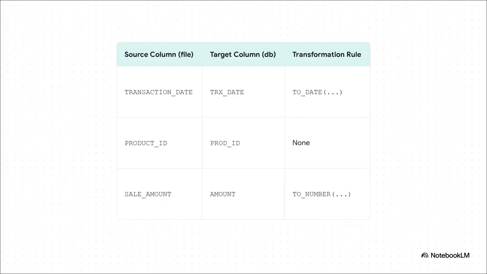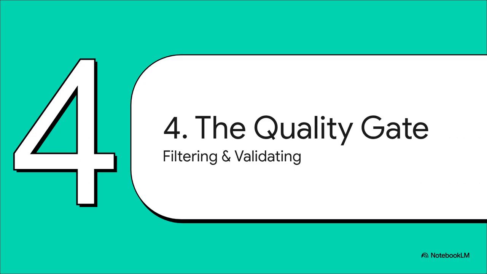And this is exactly what that map looks like. We're literally telling the system, hey, see this transaction date column from the file? I want you to put that into the T-Rex date column in my database. And notice this, we can even apply transformations right here, like converting plain text into a proper date. This is where we make absolutely sure the data's format is going to match its final destination. So the data has its instructions. But here's the million-dollar question. Is it good data?